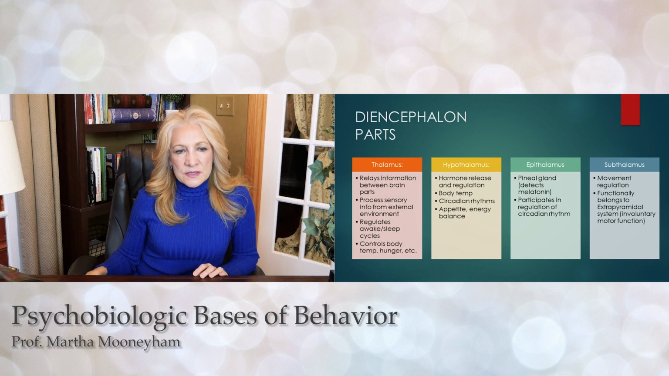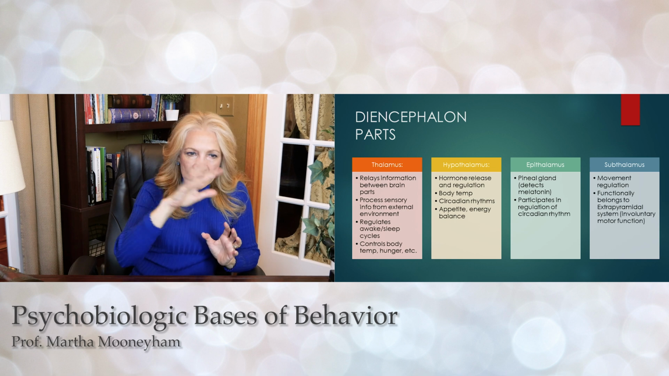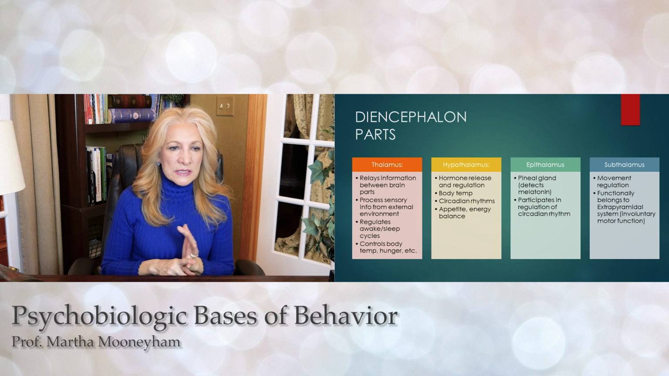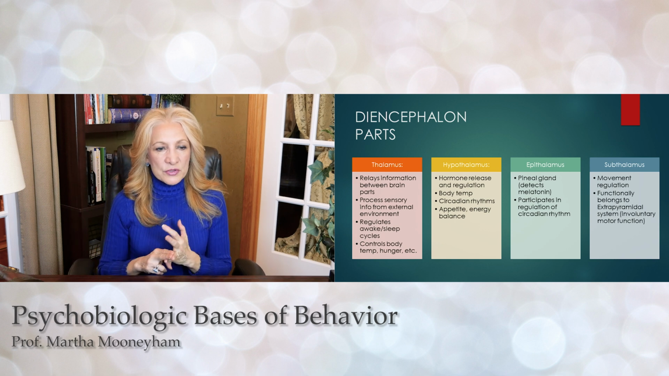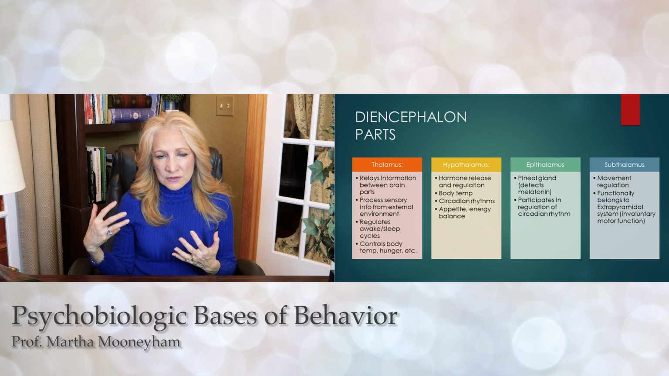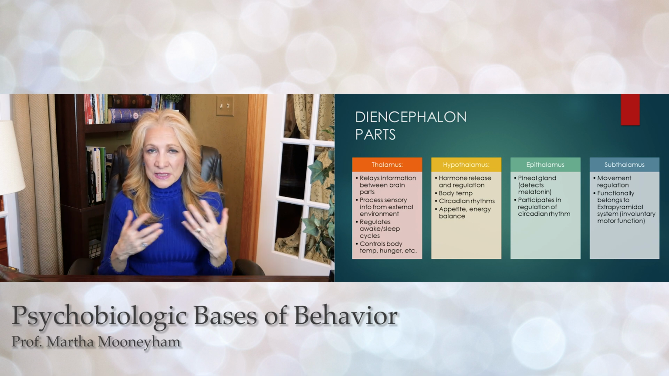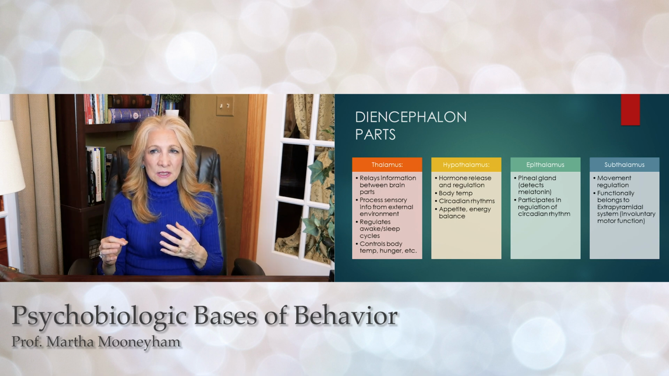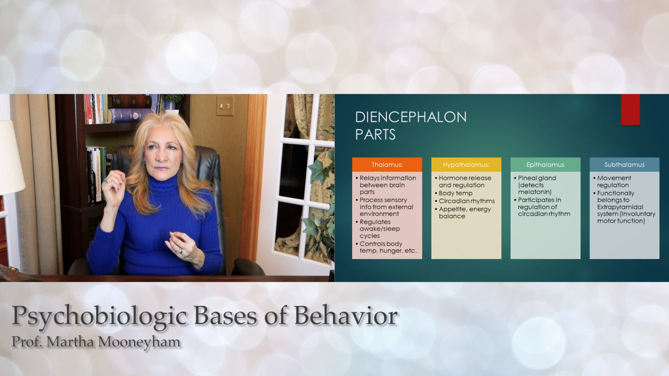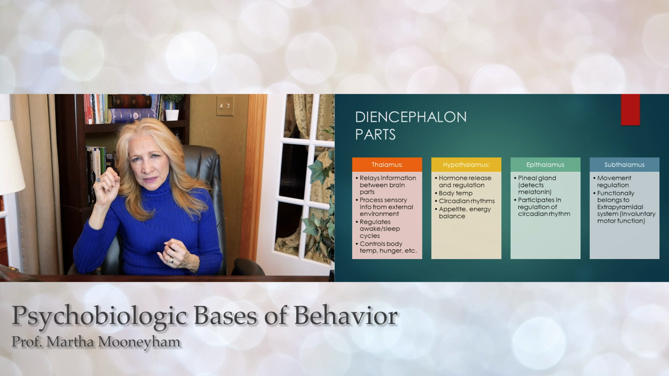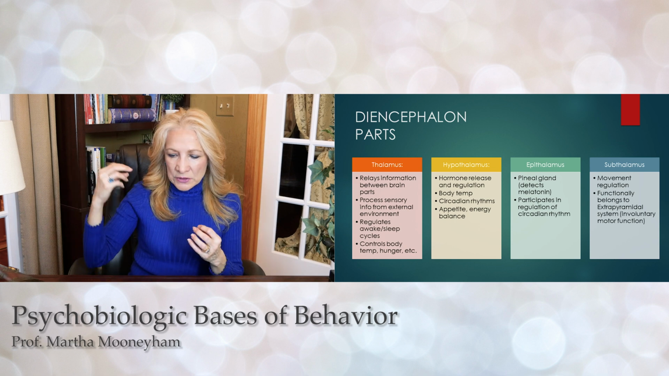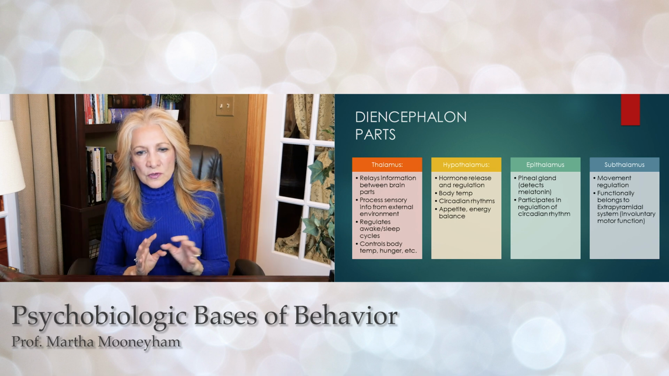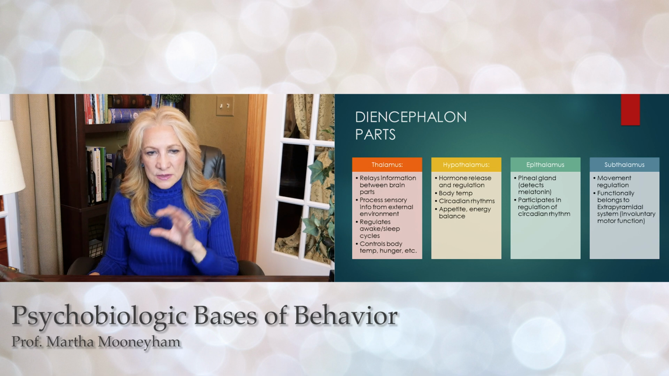The diencephalon parts have everything related to the thalamus and its function. So the thalamus relays information between the brain parts, processes sensory information from the external environment, and regulates awake and sleep cycles and the circadian rhythms. It has to do with the pineal gland being able to detect light via the optic nerve, and then releasing melatonin if it's dark so that it signals to go to sleep. All of these wonderful functions are related to the thalamus and its parts.